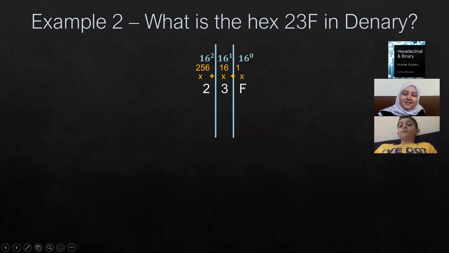What do you think 1 times F is in denary? F is 15. Great, so this is 15. Okay, this is kind of a hard one. What's 3 times 16? Wait, Hamza, give her a chance. What's 3 times 6?